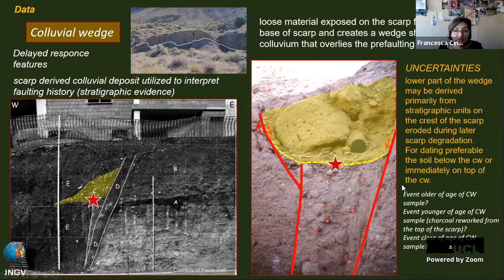And there are uncertainties related to dating, because in general, the lower part of the wedge may be derived primarily from stratigraphic units on the crest of the scarp eroded during later scarp degradation. And so for dating, it should be better to date the soil below the colluvial wedge or immediately on top of the colluvial wedge. But most of the time, we also find some material to date inside the colluvial wedge, so we have to resolve the problem if the event is older, younger, or close to the colluvial wedge sample.